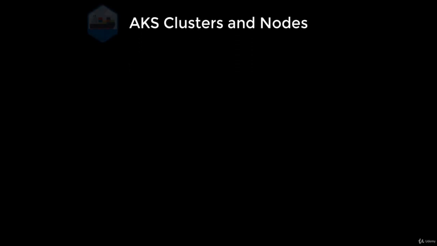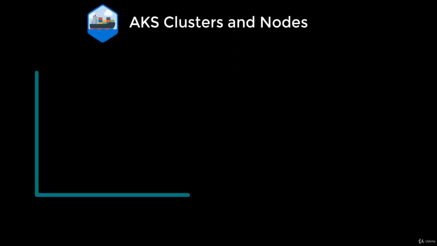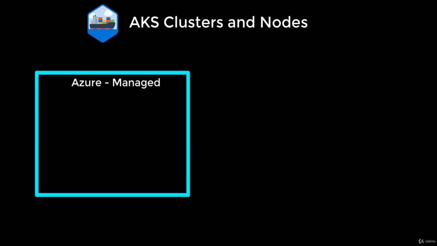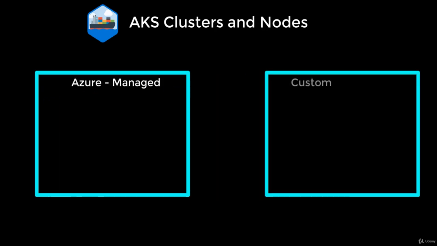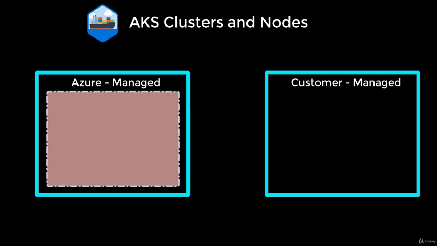A Kubernetes cluster is divided into two components. One of them is Azure managed and the second one is customer managed. The Azure managed nodes are also called a master node or a cluster master node.